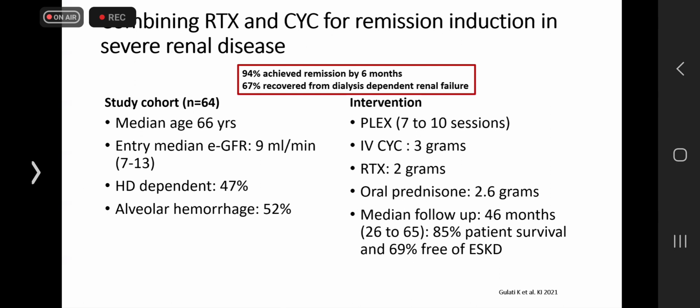And they were treated with plasma exchange up to 10 sessions every other day. Intravenous cyclophosphamide for a cumulative dose of 3 grams, given as 500 milligrams. And rituximab, 1,000 milligrams for 2 doses. The cumulative oral prednisone was 2.6 grams, median follow-up of 46 months. With this regimen, 94% of the patients achieved remission by 6 months.